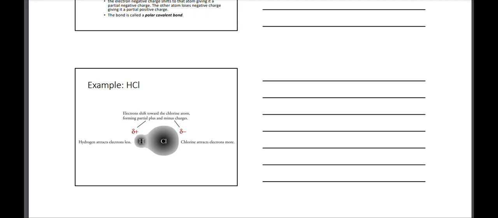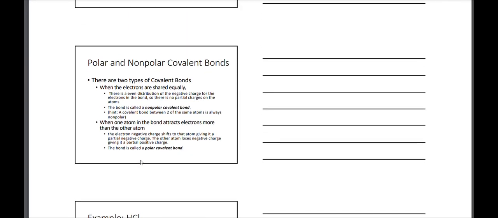Same concept here. If the atom has more electron affinity, more electronegativity, it will grab on to more electron density. Now, keep in mind, we're still sharing electrons. Electrons are not completely lost, so it is still shared. However, there is more electron density on one side than the other. This is called a polar covalent bond.